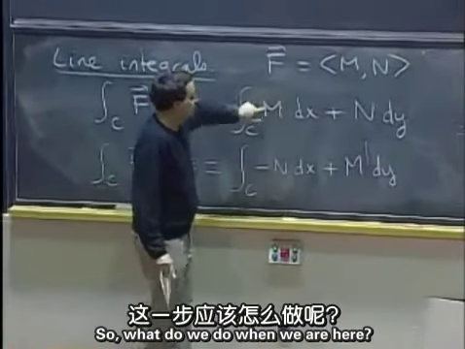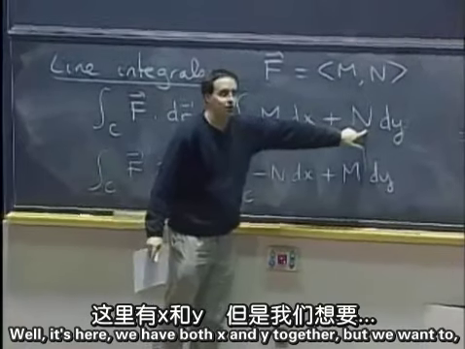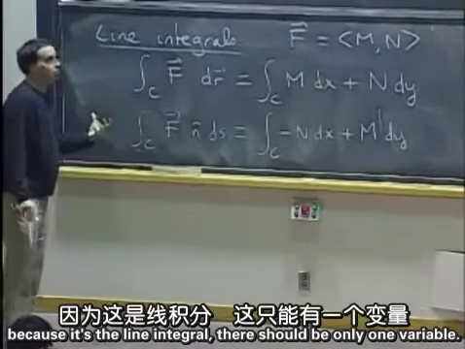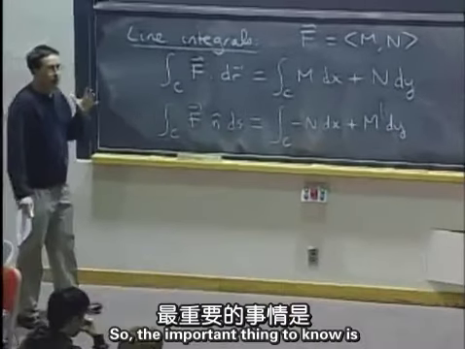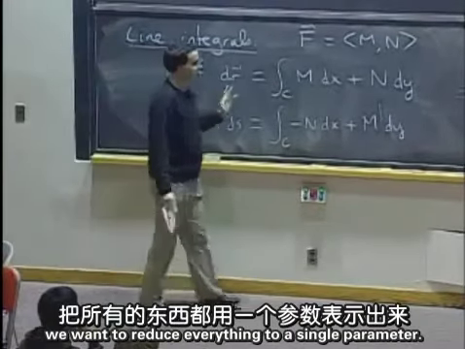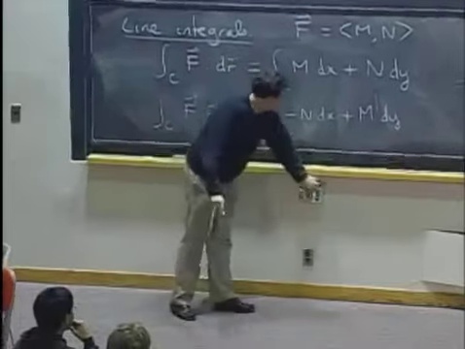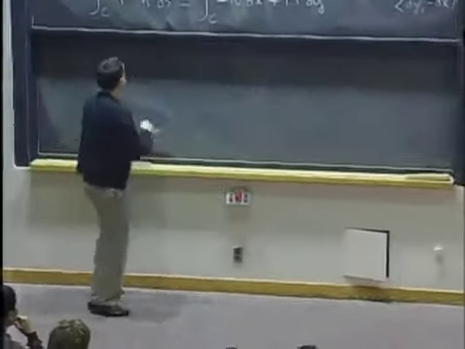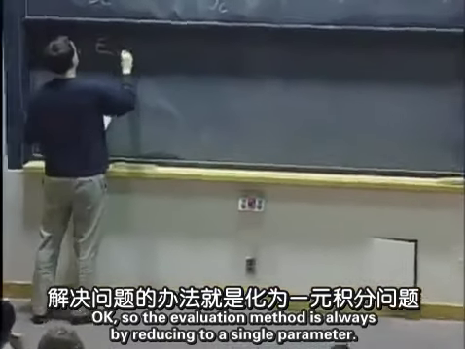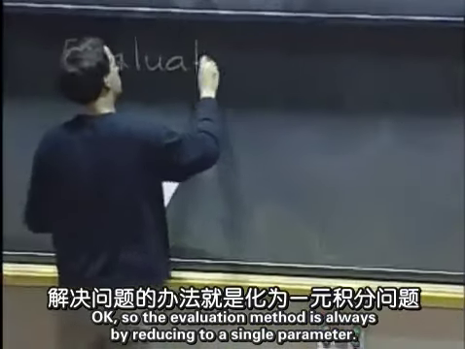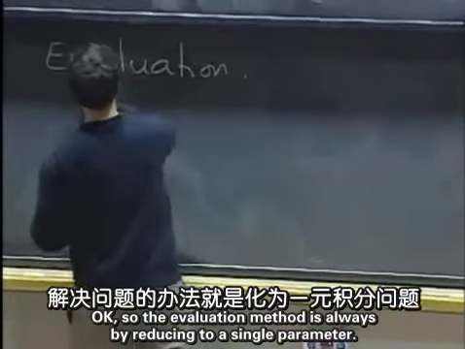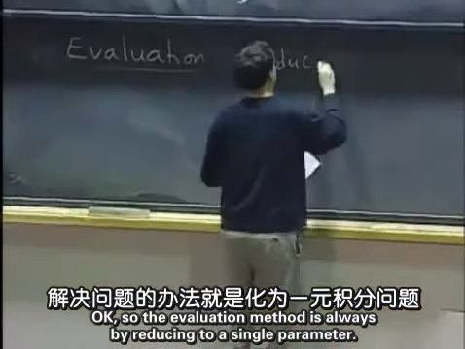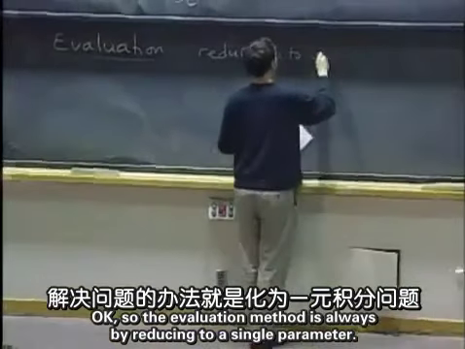So what do we do when we are here? Well, here we have both x and y together, but because it's a line integral, there should be only one variable. So the important thing to know is we want to reduce everything to a single parameter. Okay, so the evaluation method is always by reducing to a single parameter.